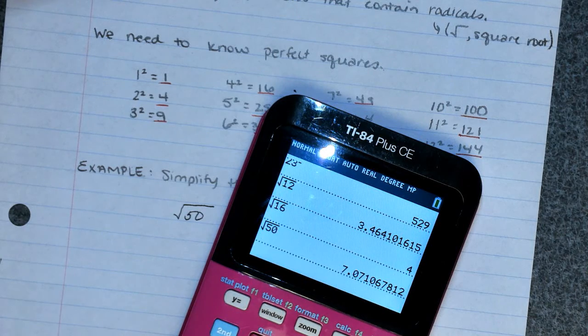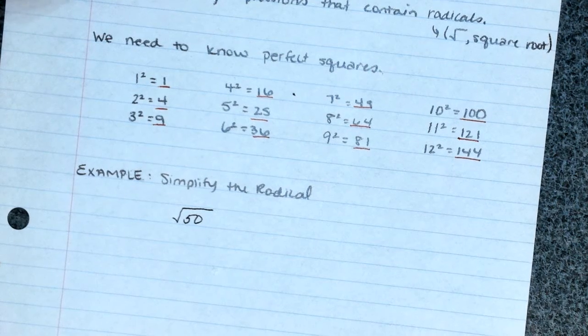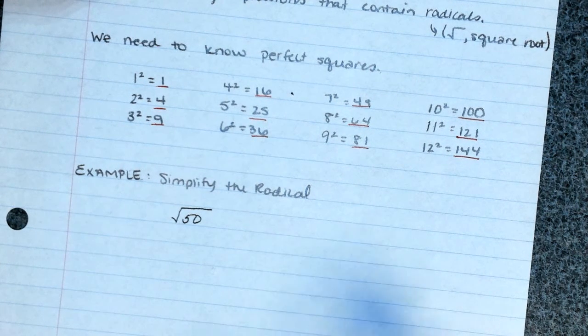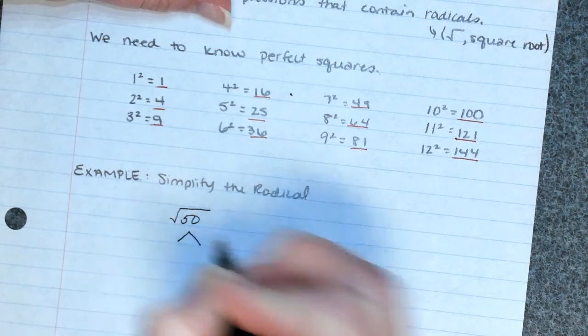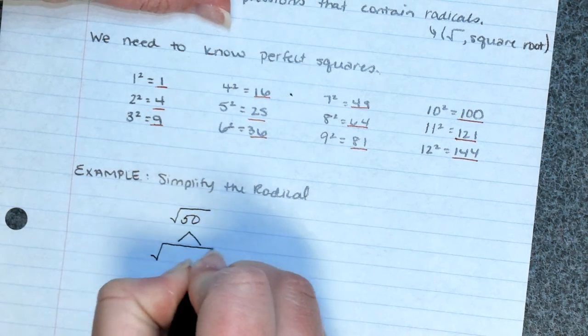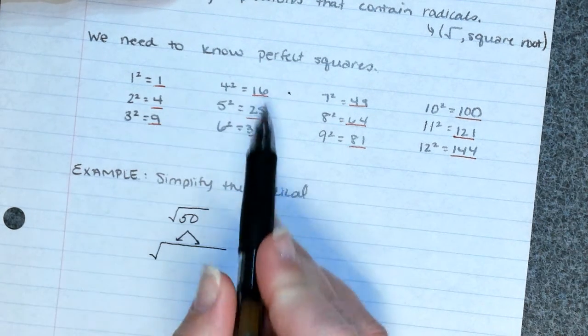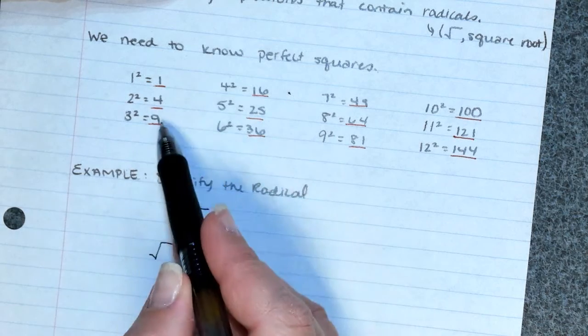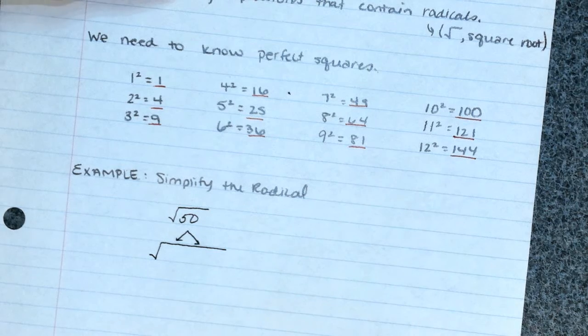Okay? Now, I want to write it in a simplified form. So what I'm going to have to do is I'm going to have to write this as a perfect square times a perfect square. So 50 can be broken down into what two numbers? You want to use a perfect square. So what's a number that's on my list here? 1, 4, 9, 16, 25, 36, 49, 64 would be too big. A number times another number. What is it? 25 times what?